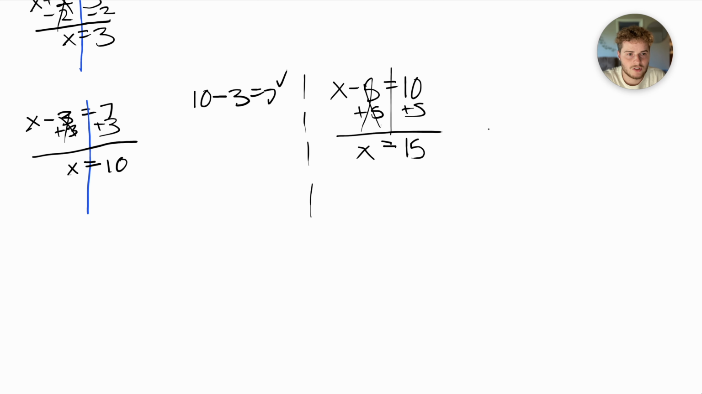Let's plug that back in just to see if it's correct. So we had x minus 5 equals 10. Now x equals 15 according to us. Plug that in, and we'll see 15 minus 5 equals 10. That's a true statement, meaning that we solved that correctly. So now that we've looked at some basic addition and subtraction, let's go over to multiplication and division.